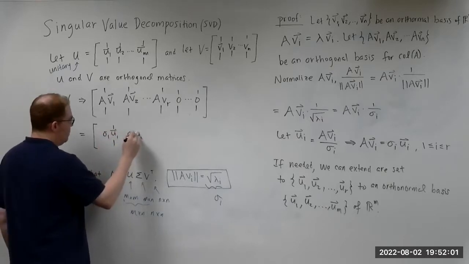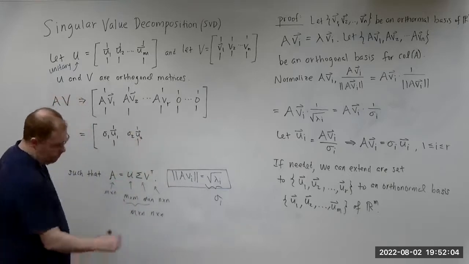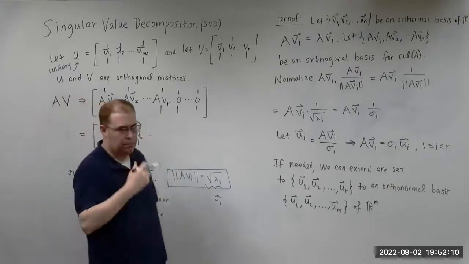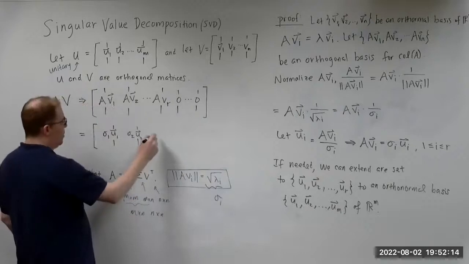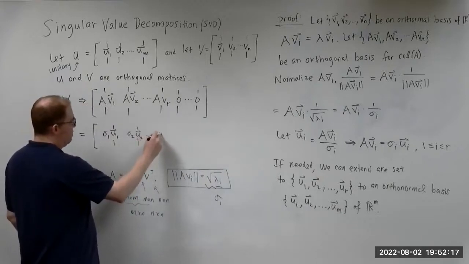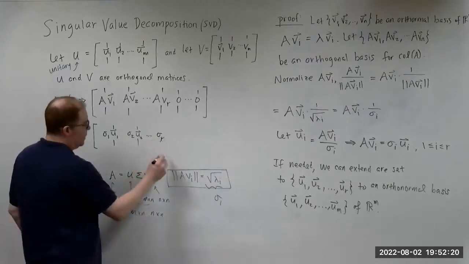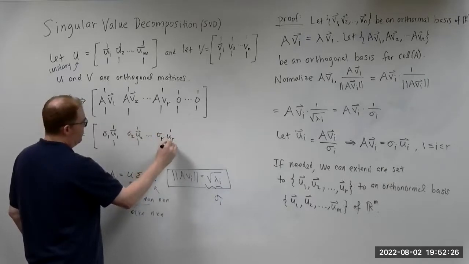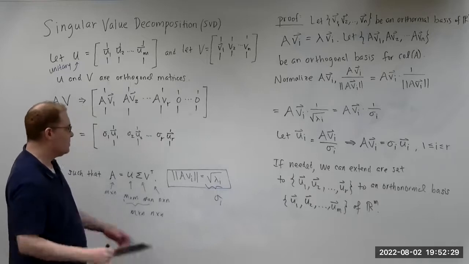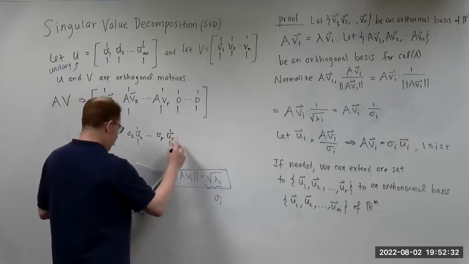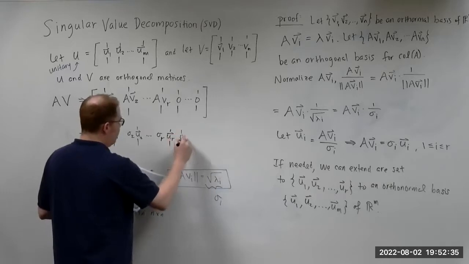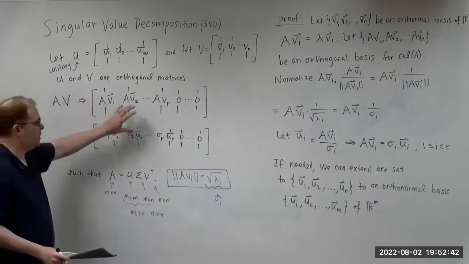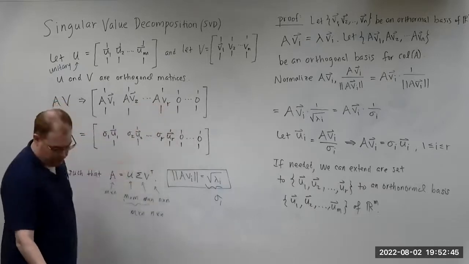And sigma 2, u2, and so on. So it's going to be consistent with this, because again, we're assuming the matrix has rank r. So this is going to be sigma r, and u of r, and then zero everywhere else. You may need to think about this a little bit. In fact, it's easier to see this with an example.